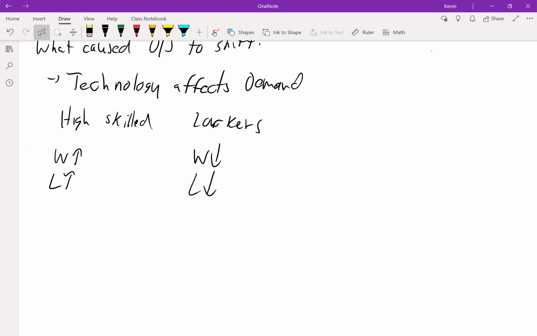So the key is for demand, we increase demand for high skilled workers. For our low skilled workers, we actually decrease our demand.